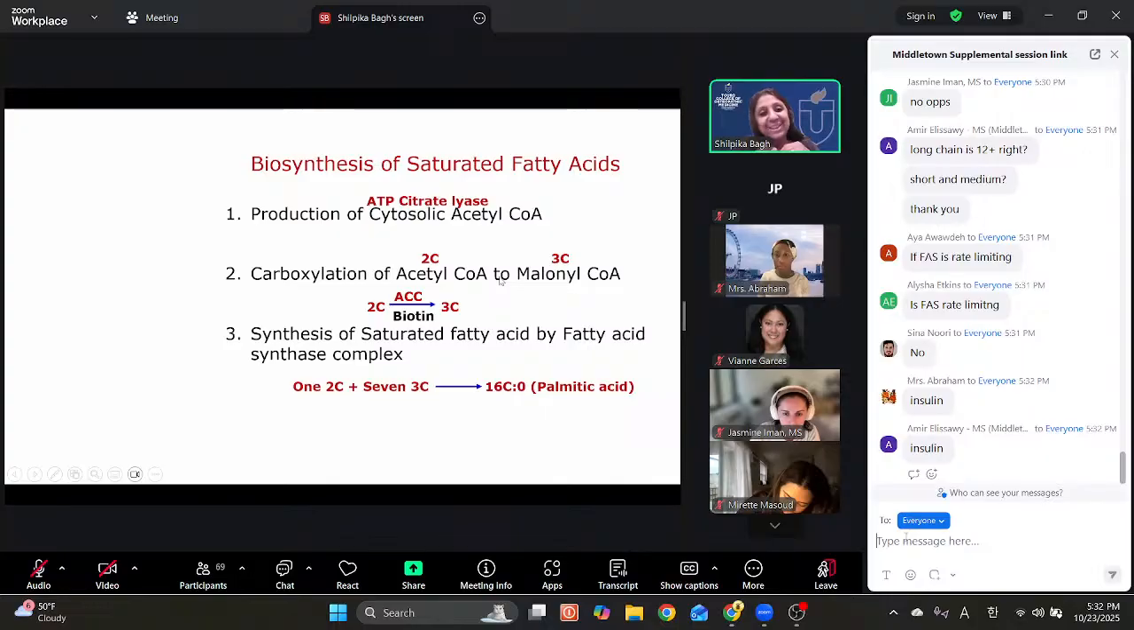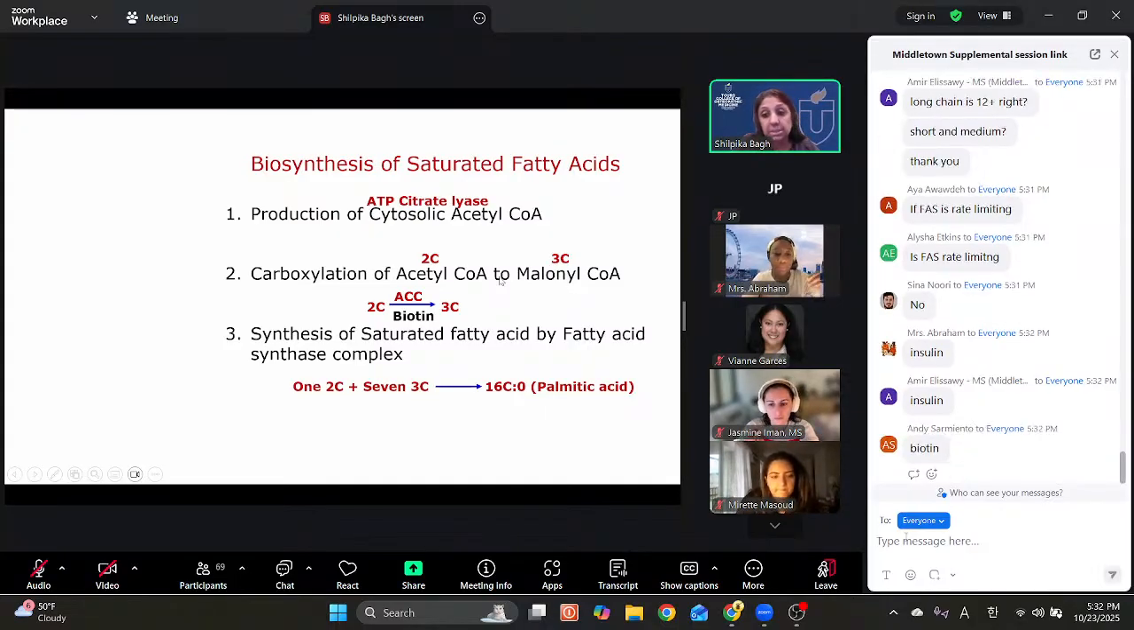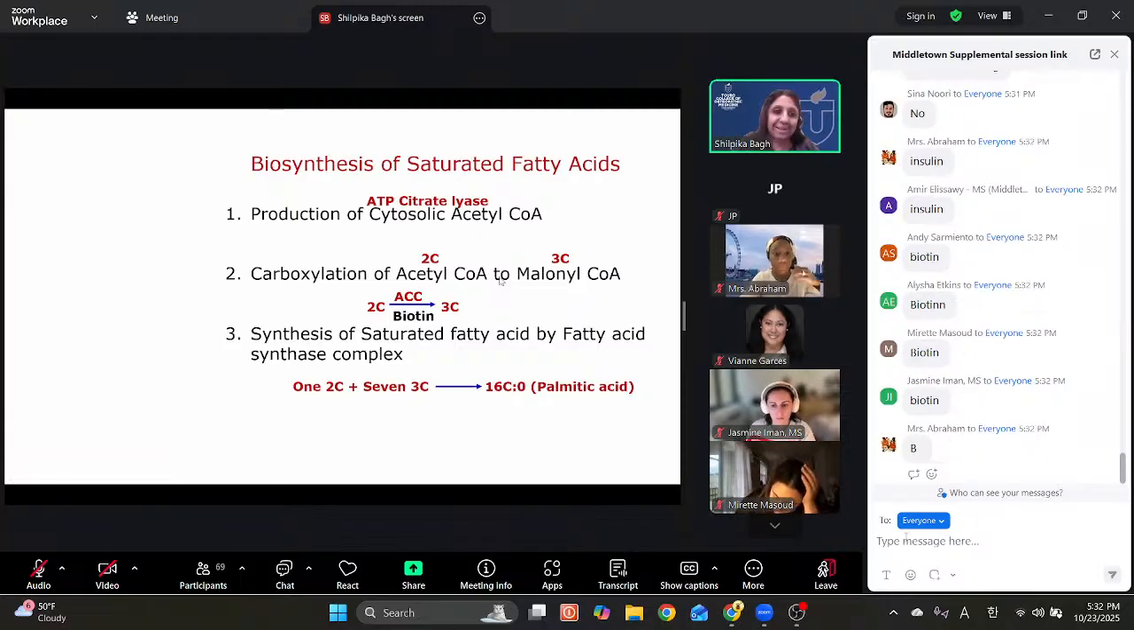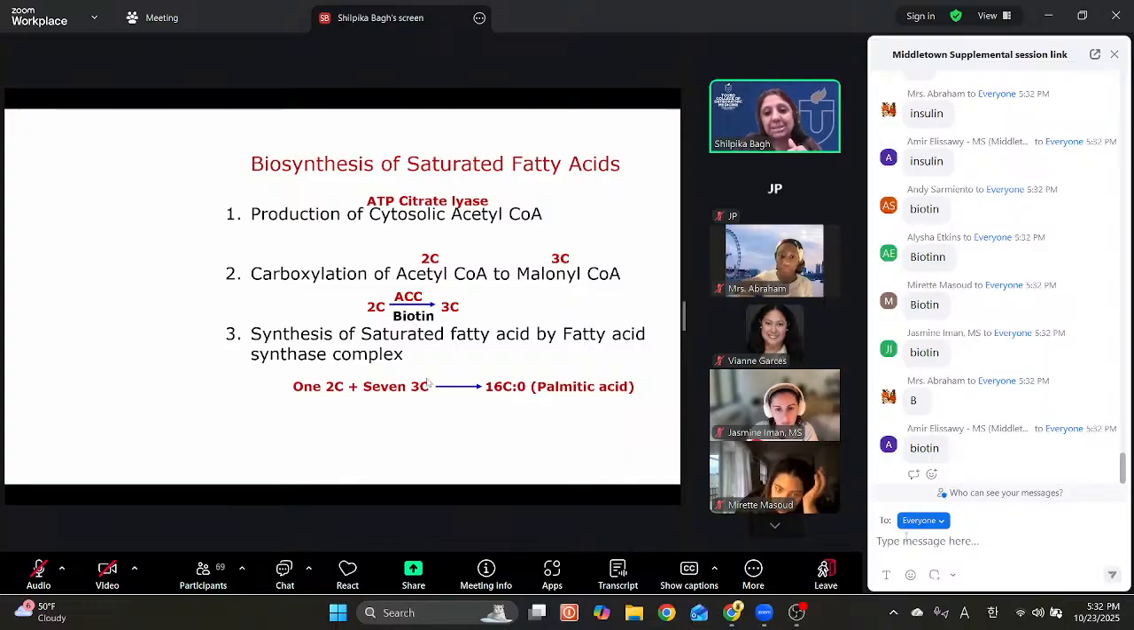All carboxylases require which vitamin? Please do not forget vitamins in this CP2 exam 2. All carboxylases require biotin. So which carboxylase here is requiring biotin? Acetyl-CoA carboxylase. Should you know biotin? Absolutely. Why not? You should know all your vitamins.